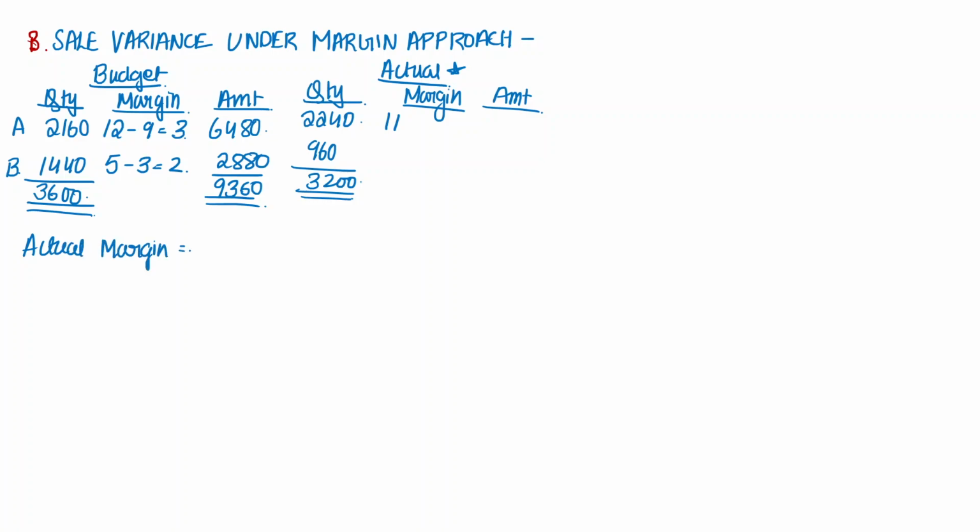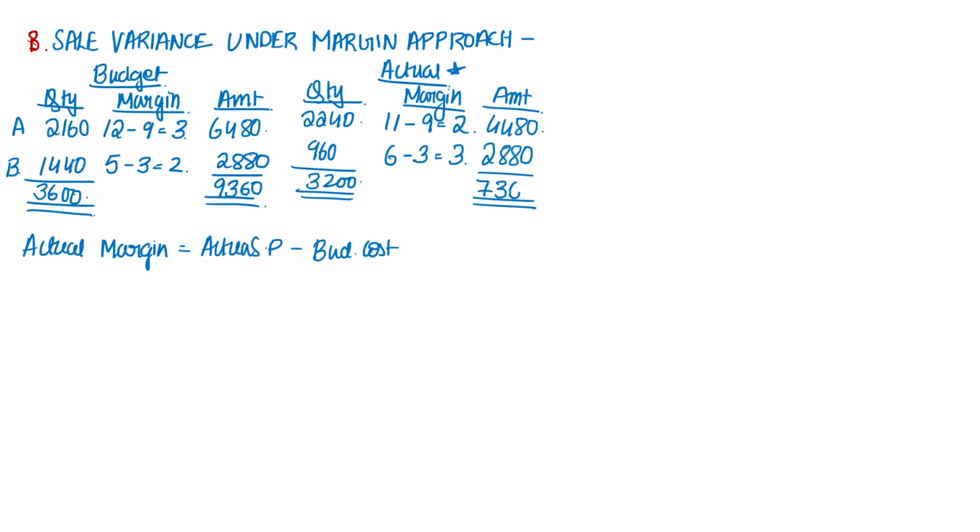Actual margin is equal to actual selling price minus budgeted cost. That is 11 minus 9, 2. And yes, 6 minus 3, that is 3. First tell me the answer, then I'll tell you. 2720, 2880. Total.